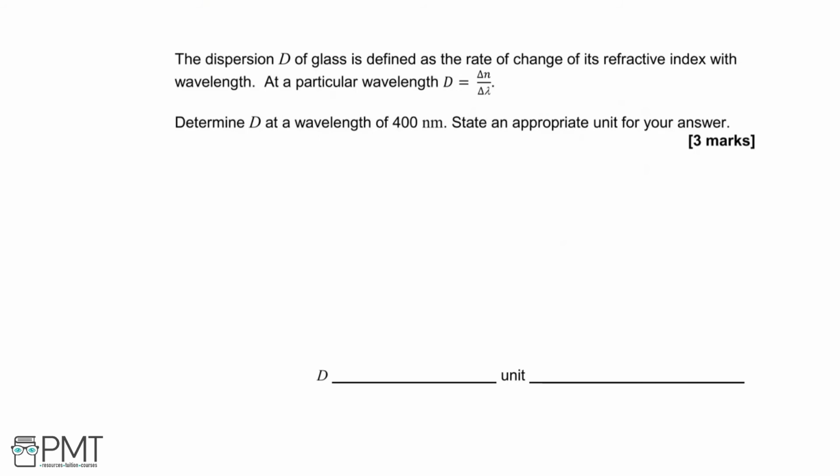The dispersion of glass is defined as the rate of change of its refractive index with wavelength. At a particular wavelength, D is equal to delta n divided by delta lambda.